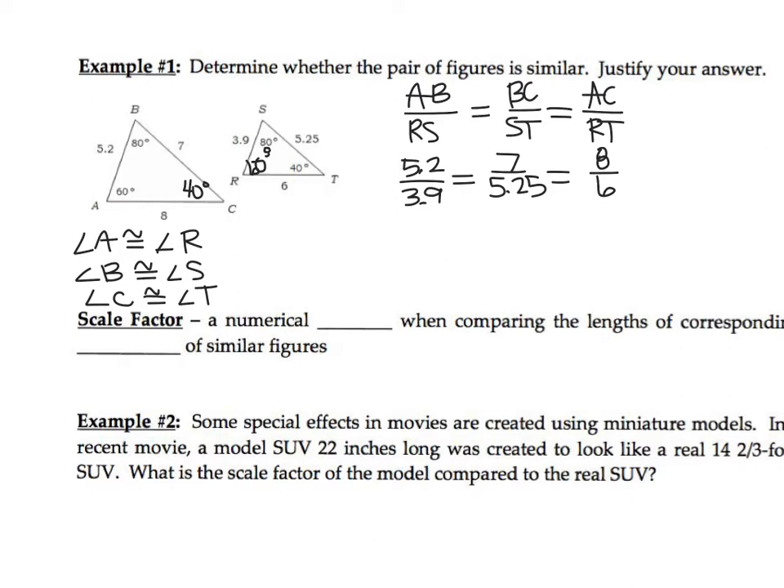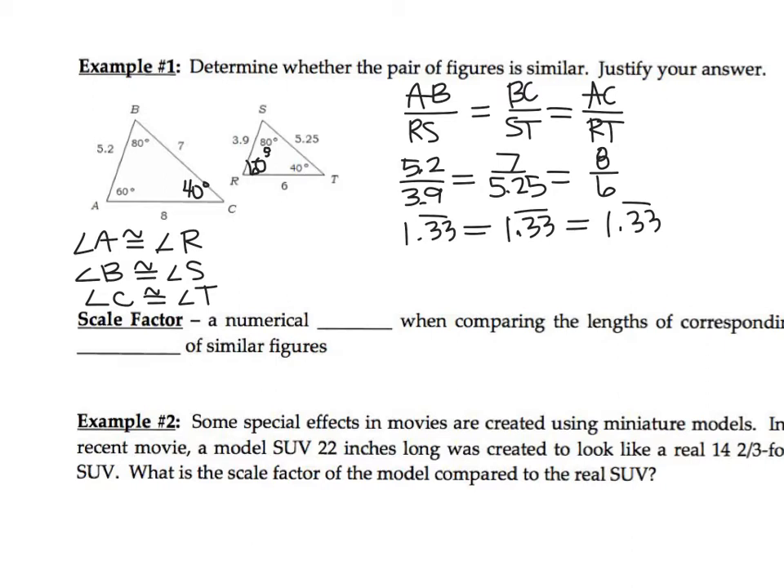Okay. Now, just looking at those ratios, I don't know that those are all the same. All right, so what we can do, especially since there's decimals, is go ahead and divide those numbers. So I do 5.2 divided by 3.9. You're going to get 1.33 repeating. When we do 7 divided by 5.25, we also get 1.33 repeating. And when we do 8 divided by 6, we get 1.33 repeating.